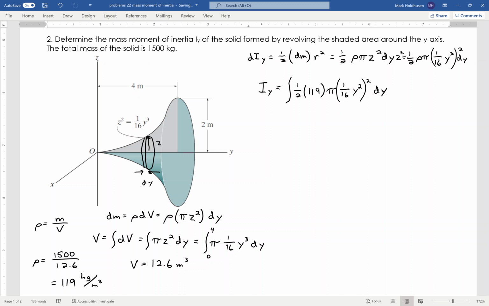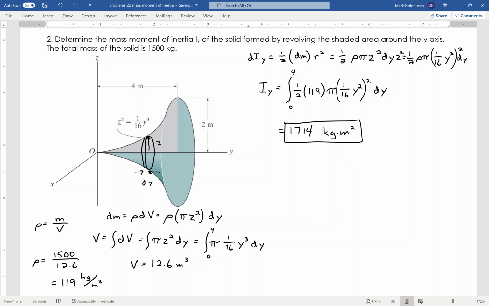Hopefully that made sense. I'm going to integrate this with respect to y from 0 up to 4. When I do that integral, I get 1714, and this will have the units of kilogram meters squared. Weird units, but that's what the units are.